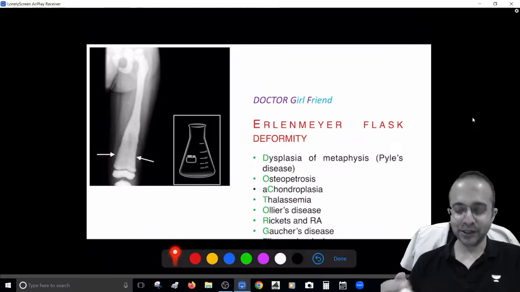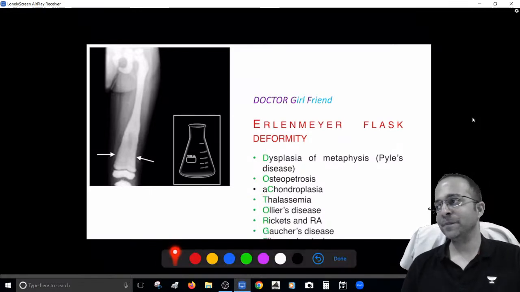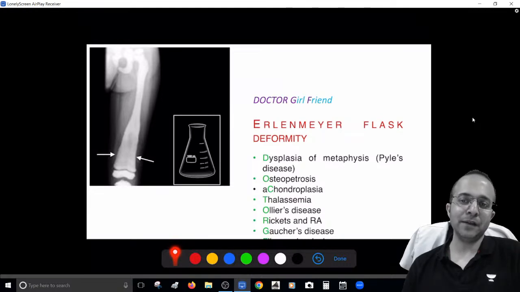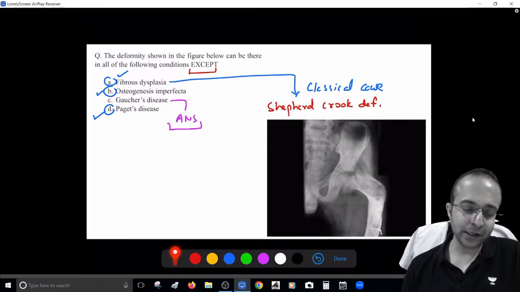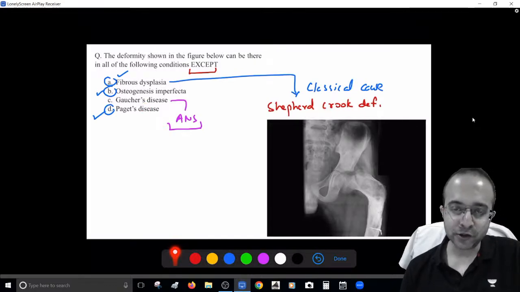So that's how you can remember the causes, except not seen, but perhaps I think you're clear with the formula. So please do note down this formula. This will tell you all the causes behind an Erlenmeyer flask deformity also, and you are already clear with the causes behind Shepherd crook deformity.